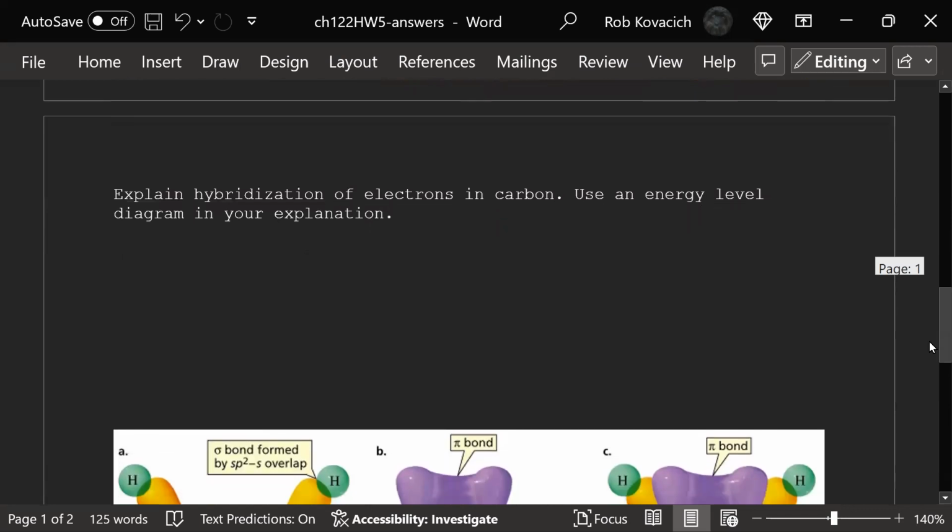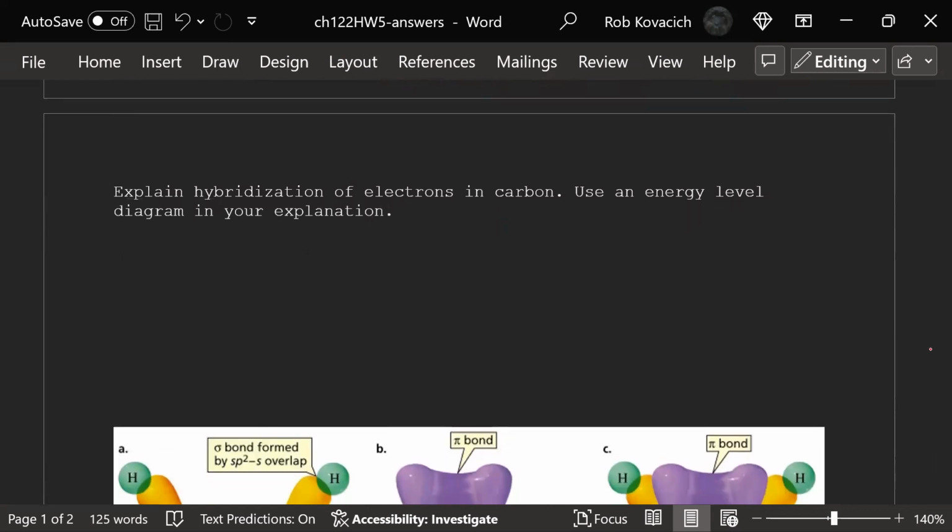Explain hybridization of electrons in carbon using energy level diagrams in your explanation. All right, so I've got 1s, 2s, 2p. So my carbon atom has 6 electrons. So those are those electrons.